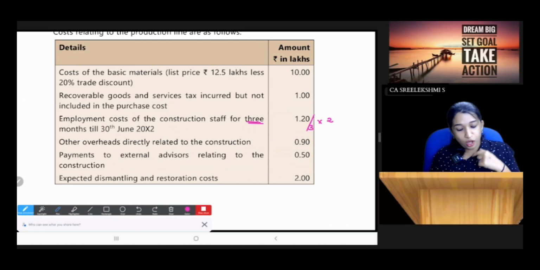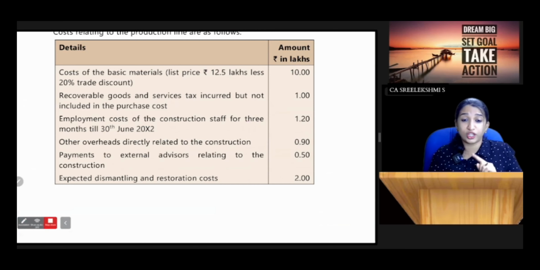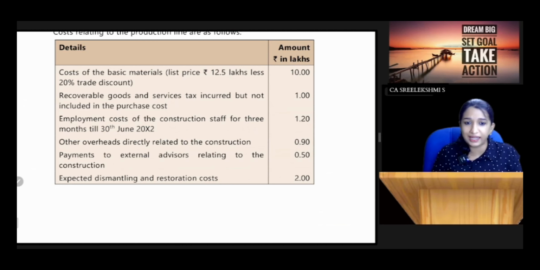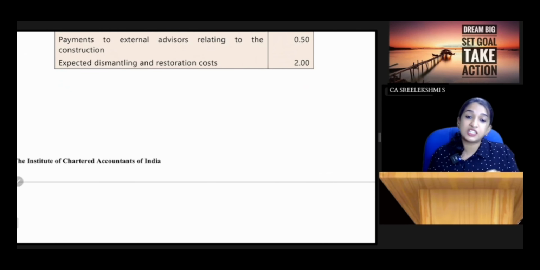Other overheads directly related to construction. Yes, directly attributable expenditures can be capitalized. Payment to external advisors relating to construction. Yes, again, relating to construction can be capitalized. Expected dismantling and restoration cost. Present value can be capitalized.